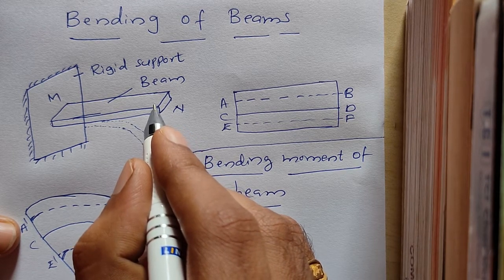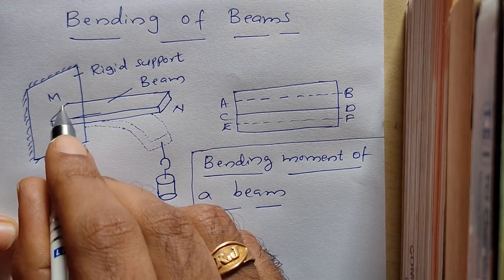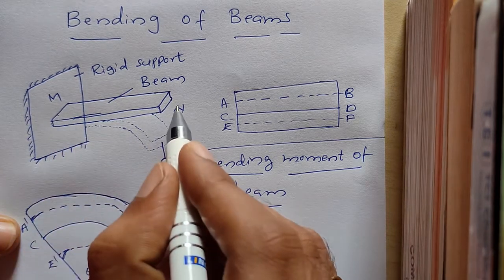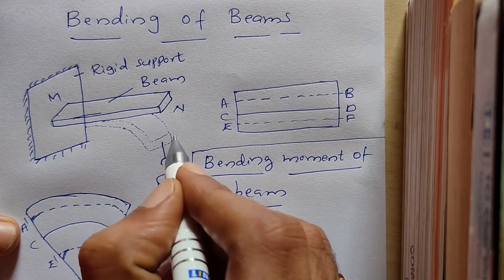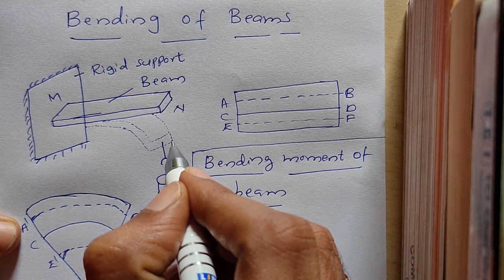So we have a beam here which is fixed at one point. At the point M it is fixed and a load is added on the other side, at the point N. Such a system is called a single cantilever.